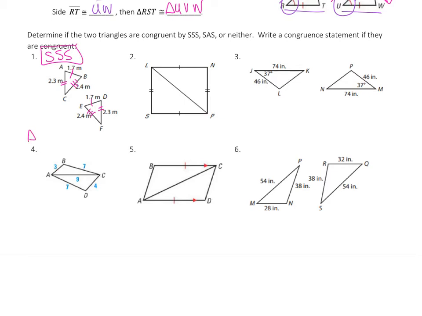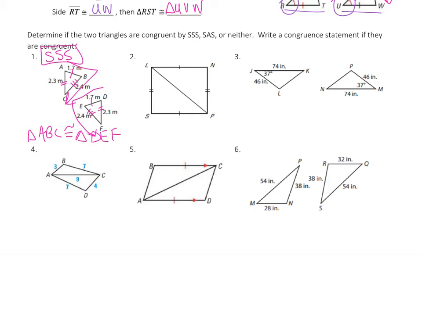We need to name the first triangle, so let's just go ABC. So I did the 1.7, then the 2.4. And I need to do it the same order on the other triangle. So 1.7, 2.4. So we're going to say that these triangles, let's see, the second one would be D, E, F in that specific order.